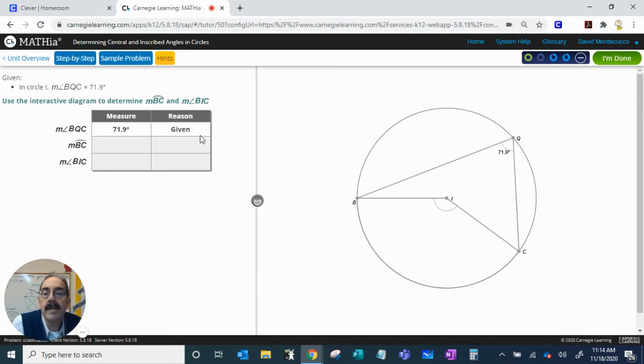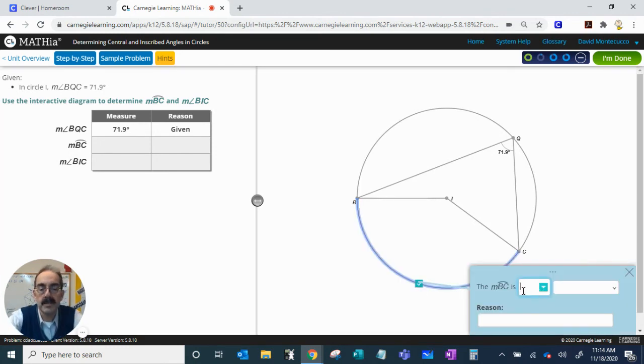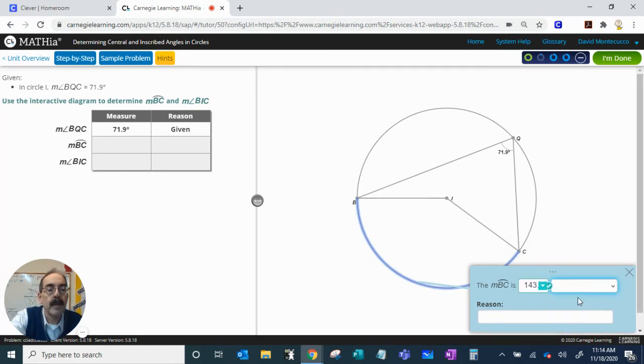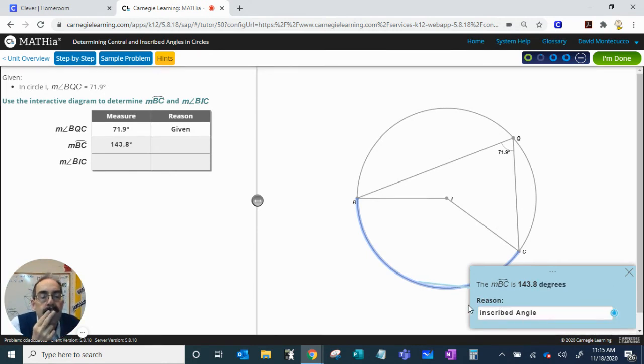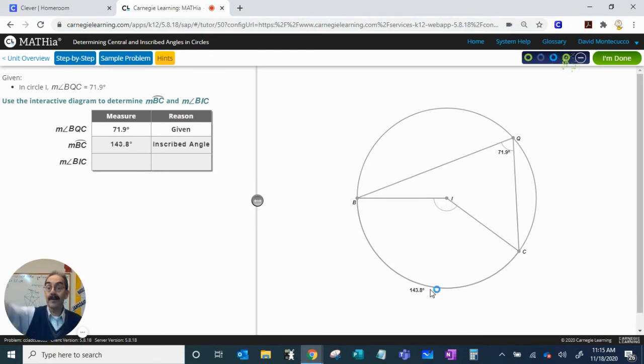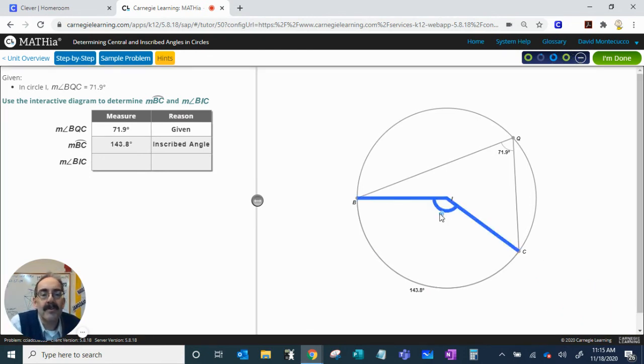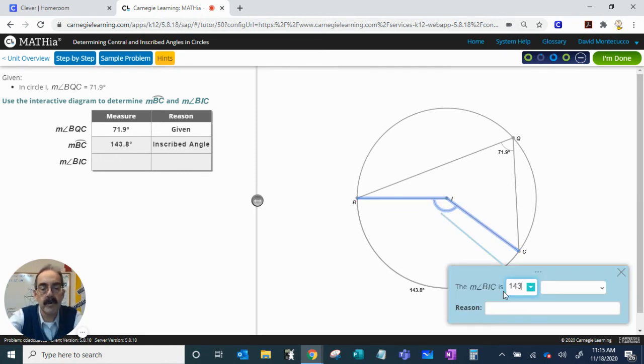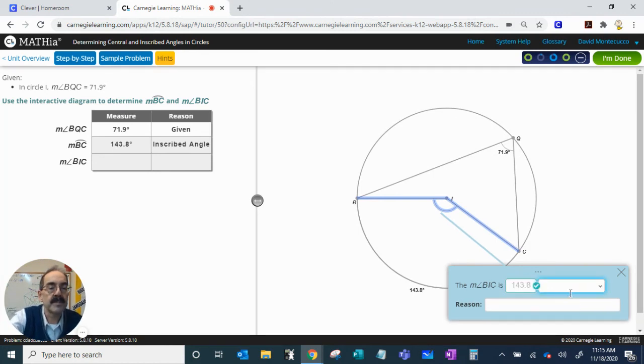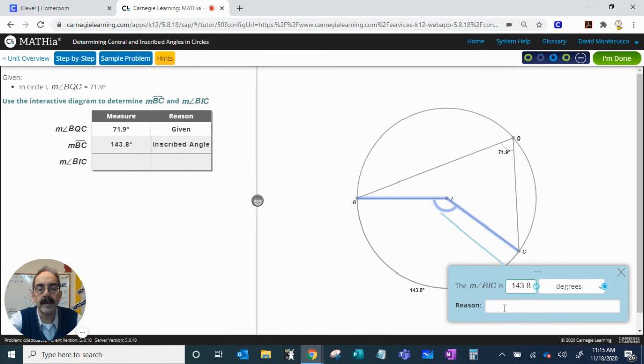All right, 71.9. And if it's 71.9, this is going to be double. So 71.9 times 2. There we go. And those are in degrees. And this is called an inscribed angle. Hey, a flying heart. Okay. And now we need the central angle, which is the same. 143.8 degrees. Central angle.